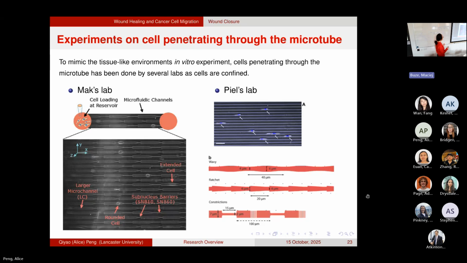And then in Max's lab, they also have constrictions which are even narrower than the typical nucleus size, which means not all cancer cells can survive while migrating through here. And from Peel's lab, we saw that apparently they had different types of microchannels, but unfortunately, back at that time, we didn't see any relevant data or results published from Peel's lab.